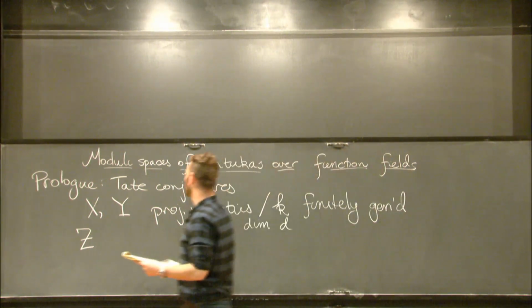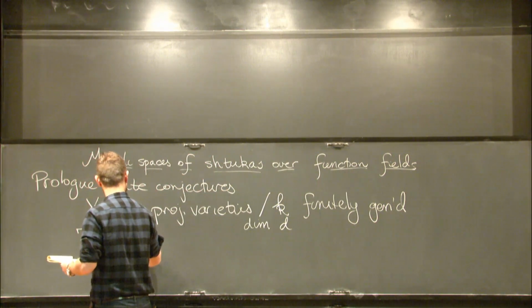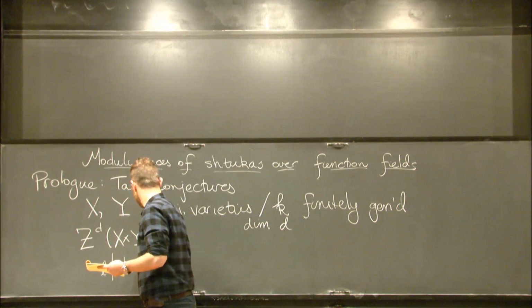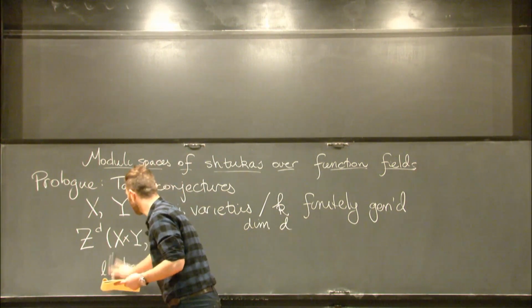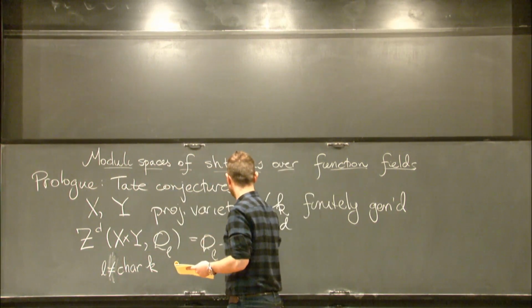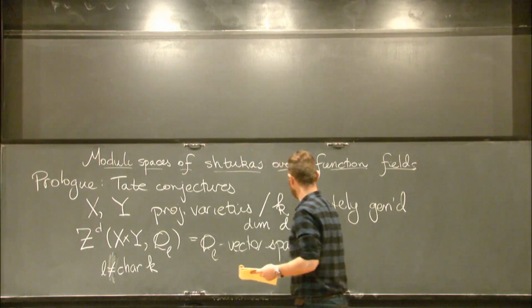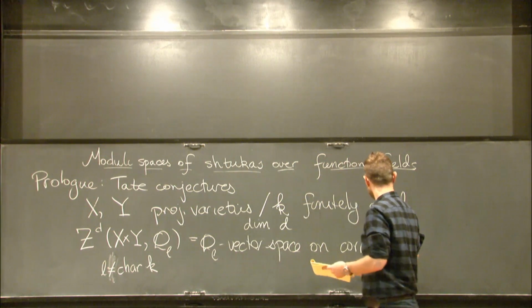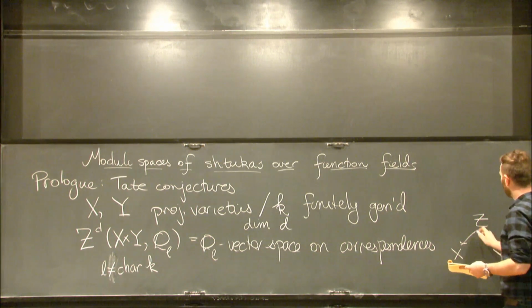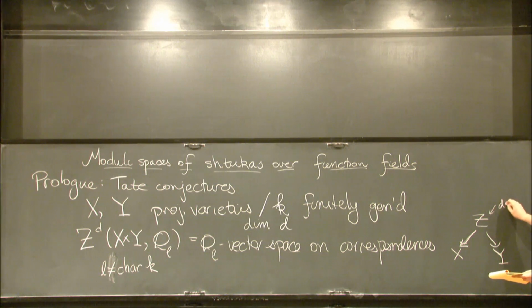So Z^d(X,Y) is going to be, okay. I need some coefficient field which will be l-adic, and l should not be equal to the characteristic of K. So this will be the Q_l vector space on correspondences Z mapping to X times Y like this. This will also have dimension d, right? That's the way I've set it up. So given such a correspondence, I can take cohomology classes of X and push them into Y via pull back and push forward.